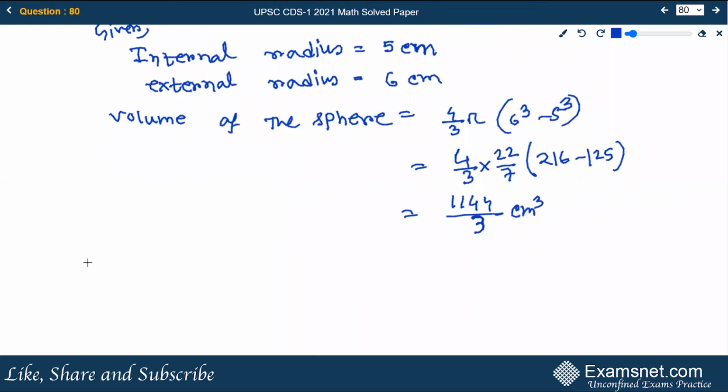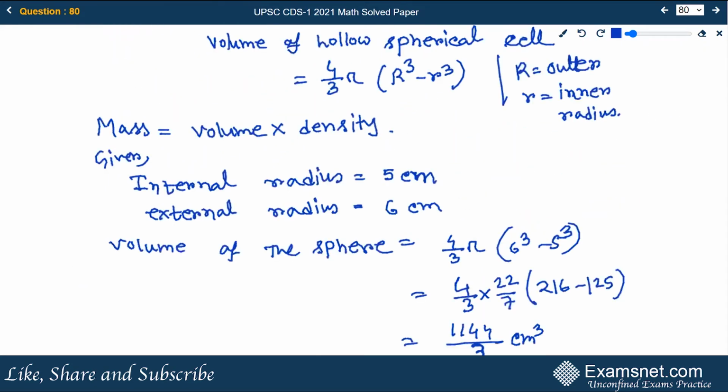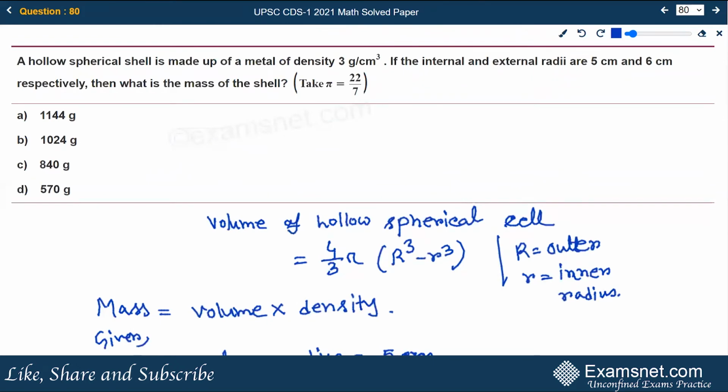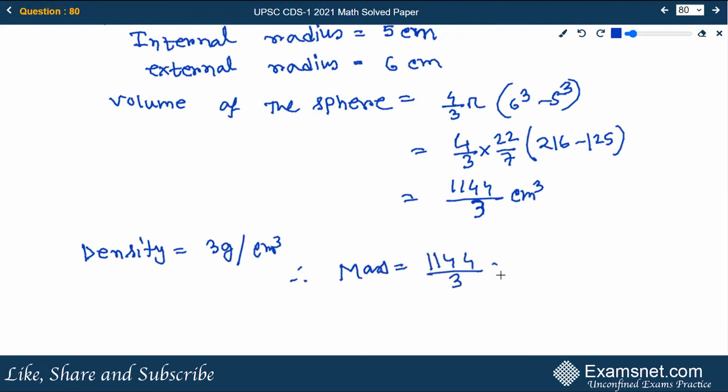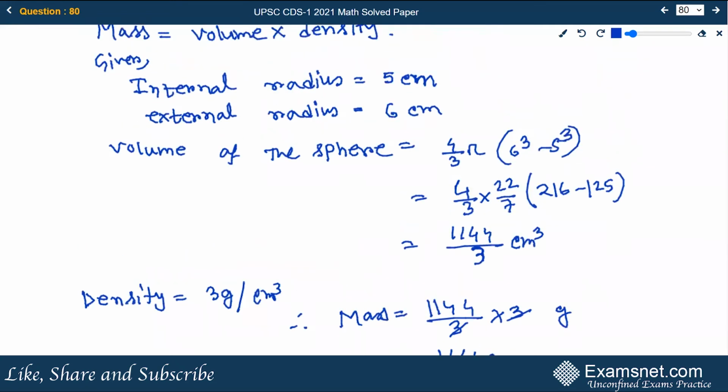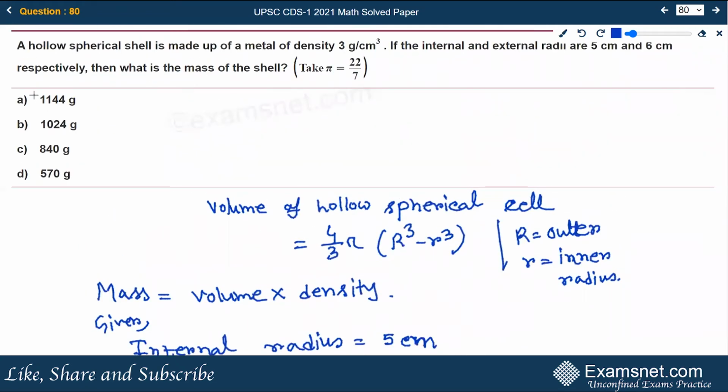Okay, next, we are given density 3 gram per centimeter cube. Therefore mass is 1144 by 3 multiplied by 3, that is gram. So here the value is 1144 gram. This is the correct answer. So option A is the correct answer.